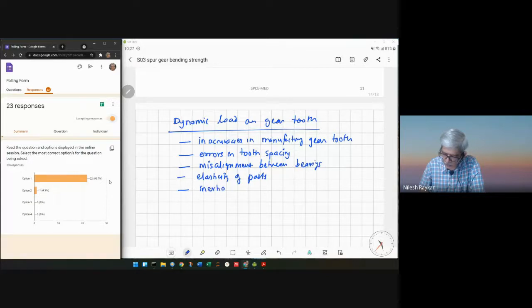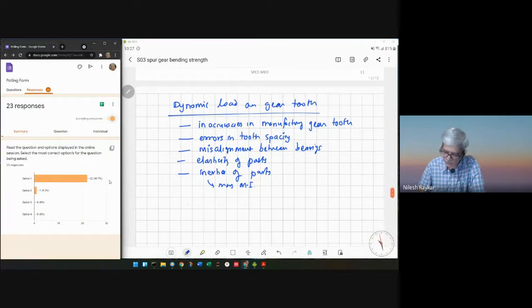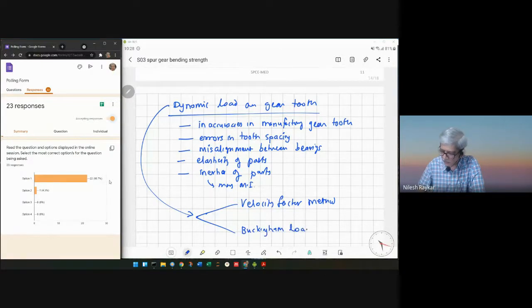And the last part is inertia of parts. Different parts will have different mass moment of inertia, which needs to be considered. In order to consider this particular effect, we use some kind of dynamic load factor. There are two ways to consider this dynamic load effect. One is known as the velocity factor method, and the second one is known as the Buckingham load method.